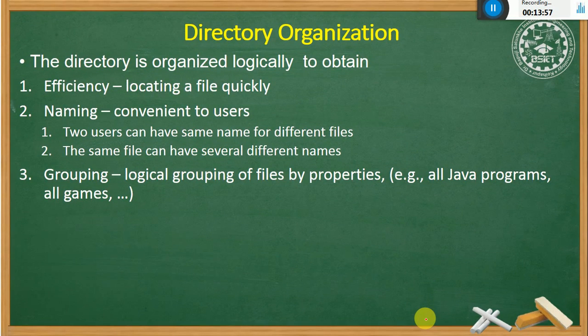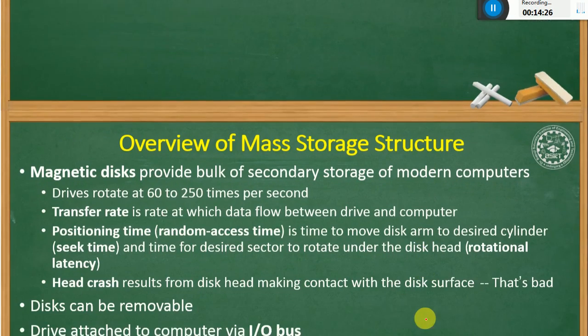So basically, the benefits of directory structure organization are efficiency, meaning finding, retrieving, and locating the file quickly; naming, so we can easily identify that file; and grouping, which means we can group the same files together. So these are the three important advantages of directory organization: efficiency, naming, and grouping of the same type of files together.